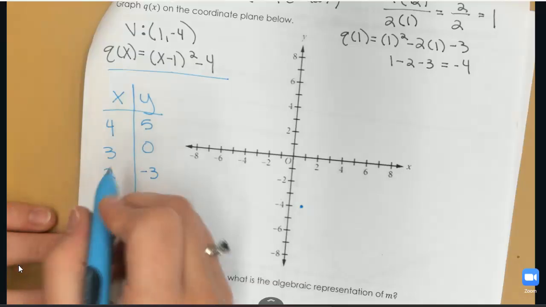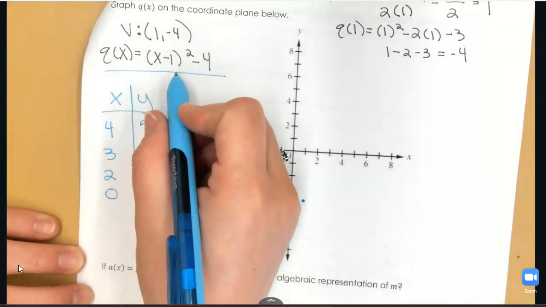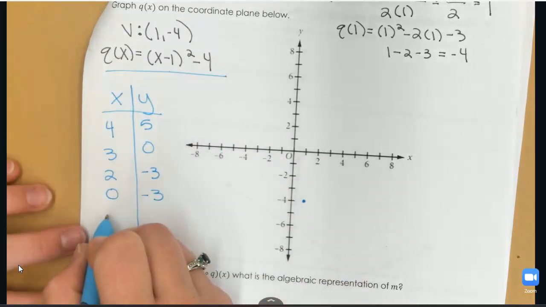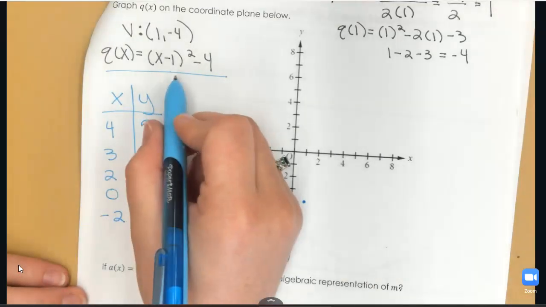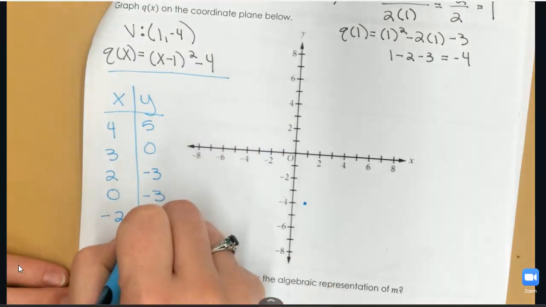We already know what 1 gives us, so let's go with 0. 0 minus 1 is negative 1. Negative 1 squared is 1. 1 minus 4 is negative 3. I'm going to skip ahead to negative 2. Negative 2 minus 1 is negative 3. Negative 3 squared is 9. 9 minus 4 is 5.